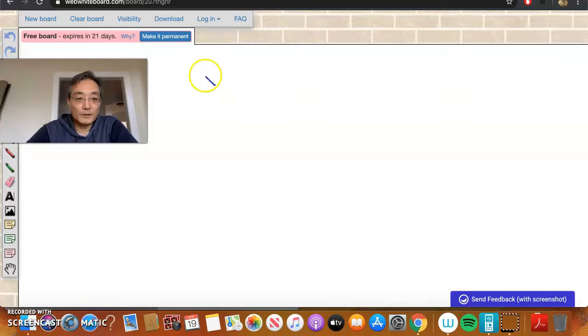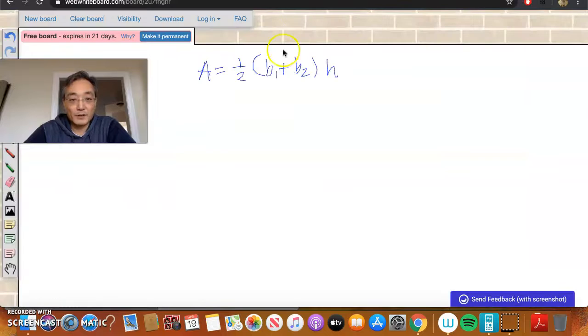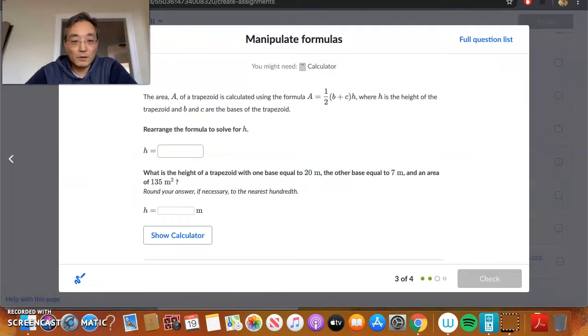So the area of a trapezoid is equal to 1/2 base 1 plus base 2 times the height. Actually, let's use their letters. It's B plus C. Yeah, so we want to be consistent, correct? So it's B plus C. Okay. Let's go back. It's B plus C. And they want us to solve for H, where H is the height, rearrange the formula, solve for H.